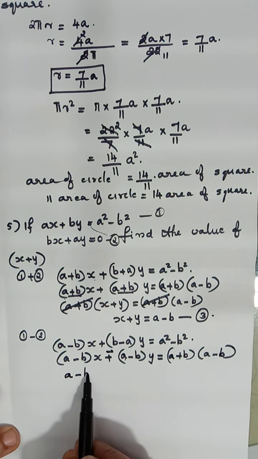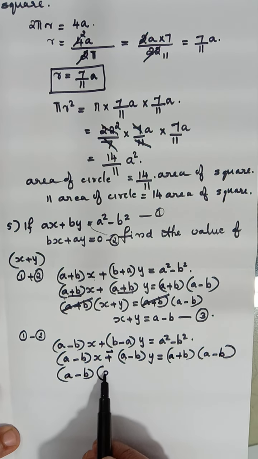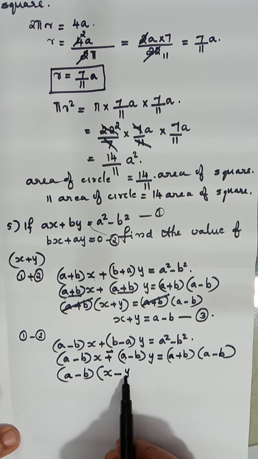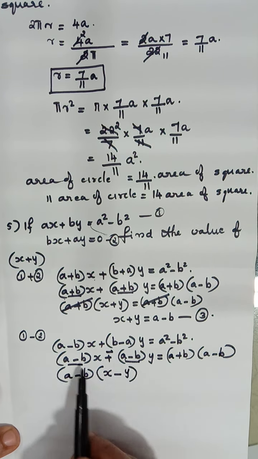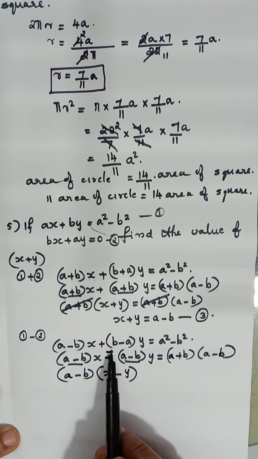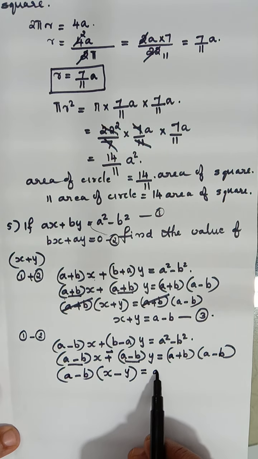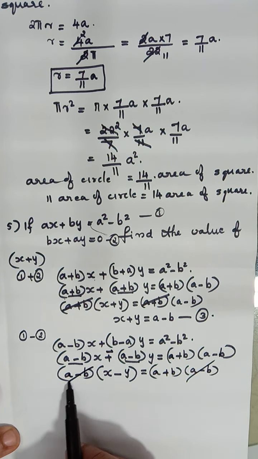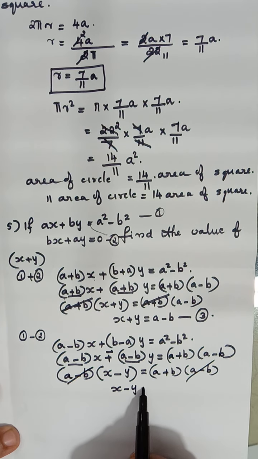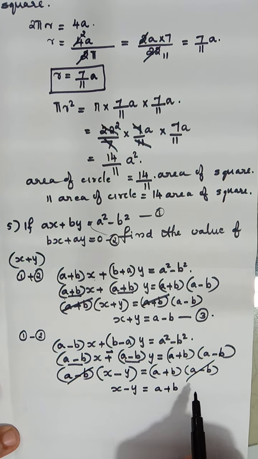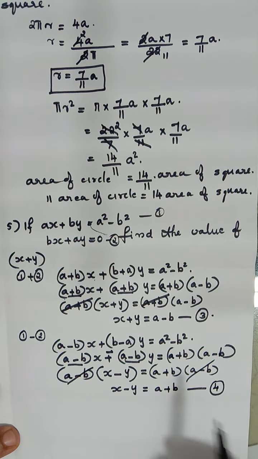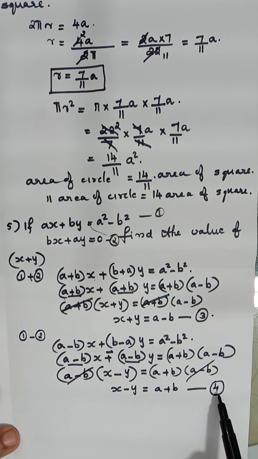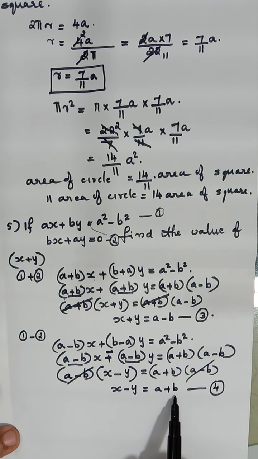So taking a minus b outside, here we have x minus y, equal to (a plus b) into (a minus b). Cancel the common, and we have the equation as x minus y is equal to a plus b. We can mark it as equation number 4. Look at equation number 3, x plus y is equal to a minus b, and the fourth one, x minus y is equal to a plus b.